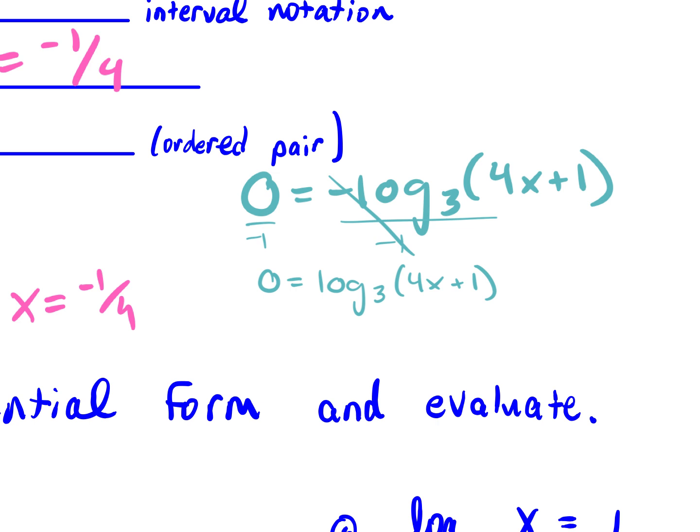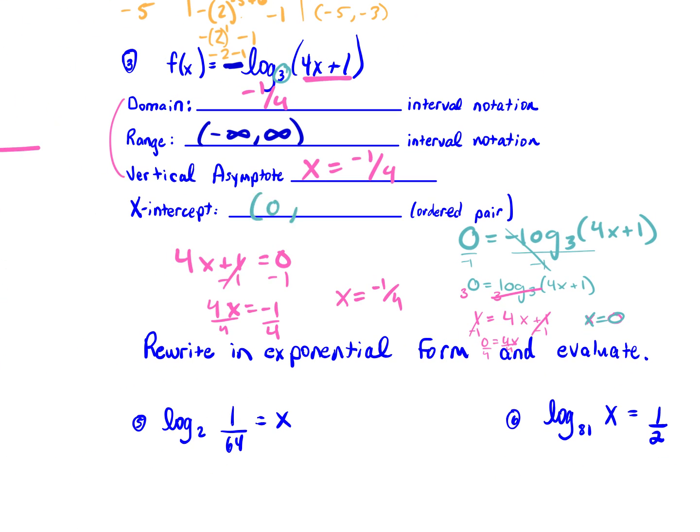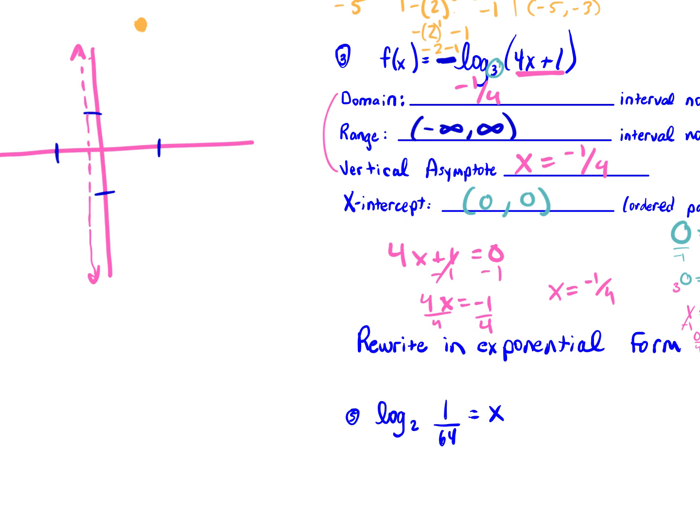What should we do next? We're going to make the big base 3. So 3 to the power of log base 3 will cancel. 3 to the power of 0 would be what? 1. We're just putting this into exponential form. So 1 equals 4x plus 1. Subtract 1. So 0 equals 4x. Divide by 4. X equals 0. So our x-intercept is 0, 0. So we're going to put a point at 0 there.